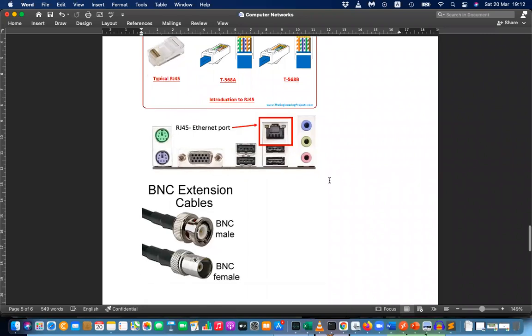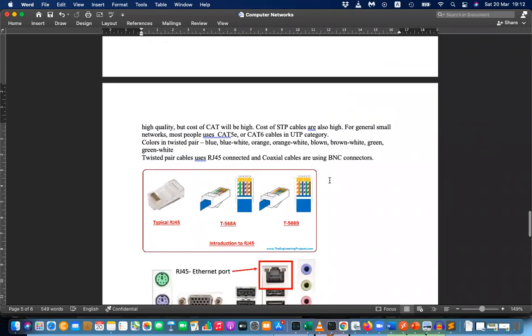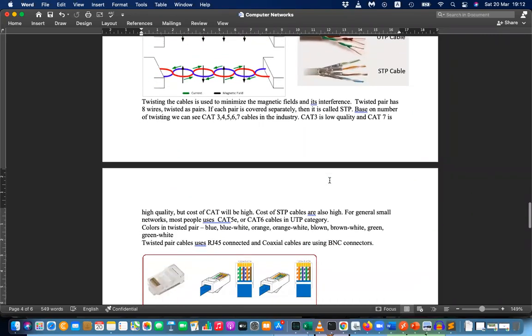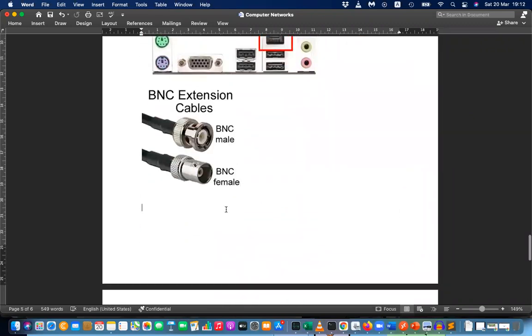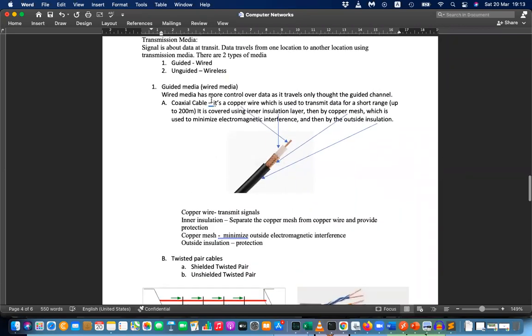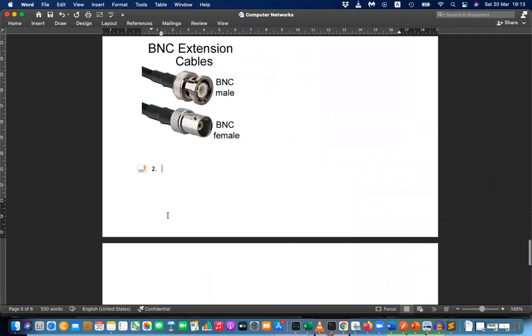Right. Now you know the types of cables and the types of connectors used with them, in these guided media: twisted pair and coaxial cables. So next is fiber optic cables. The third one, please write after keeping some space. So the A and B, and next one will be C. C is fiber optic cables, optic fiber.